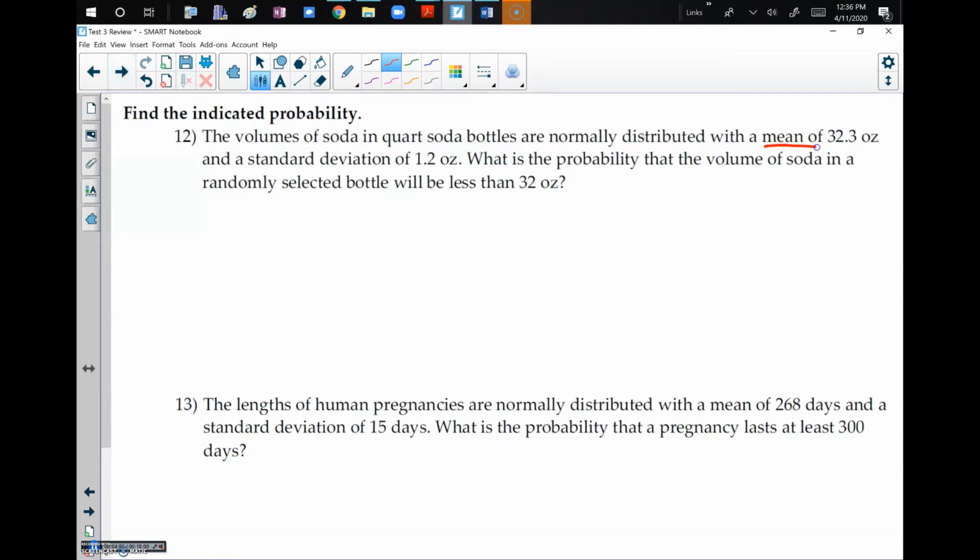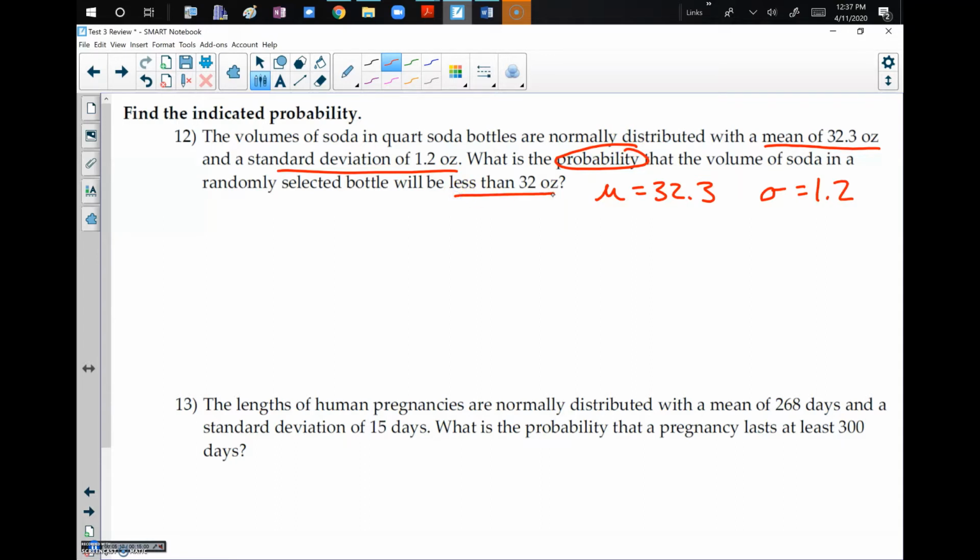Number 12 from your review says the volume of soda in quart soda bottles is normally distributed with a mean of 32.3 ounces and a standard deviation of 1.2 ounces. What is the probability that the volume of soda in a randomly selected bottle will be less than 32 ounces?